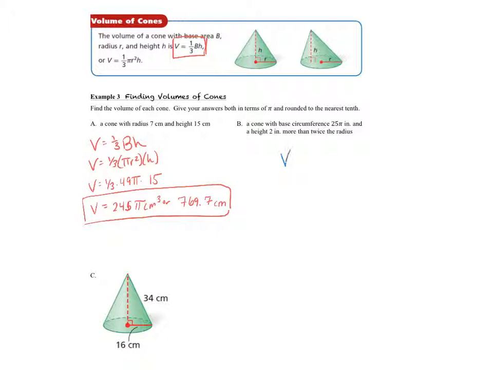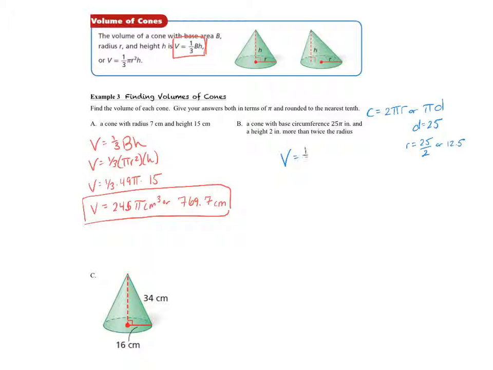Okay, the next one, we have a cone with a base circumference of 25 pi. Well, that helps us because circumference is equal to 2 pi r, or pi d. So I know that the diameter is 25. So therefore the radius is 25 over 2, or 12.5. So that's good because we need that.